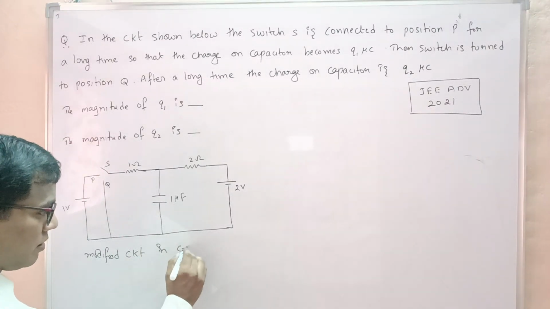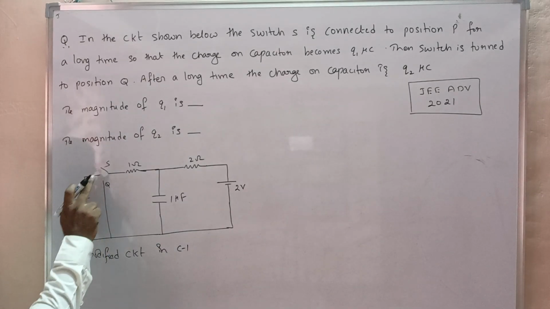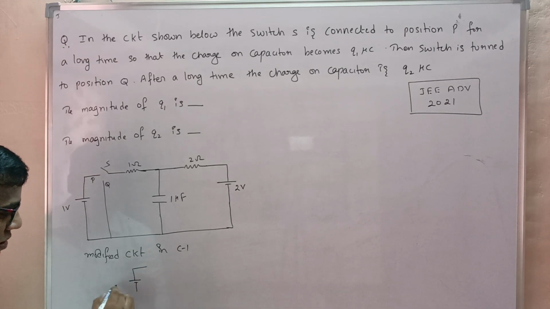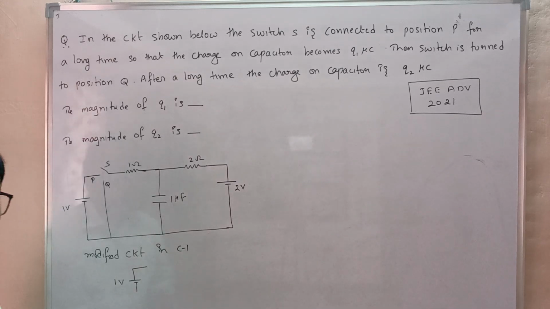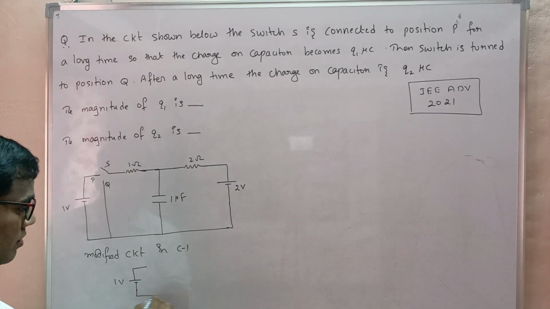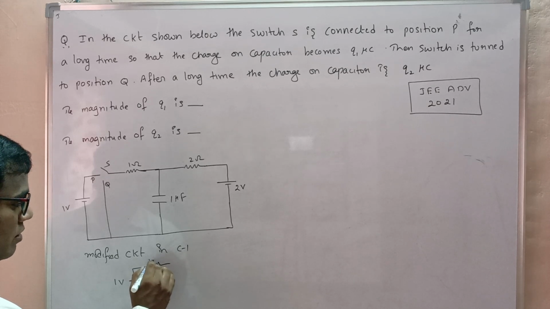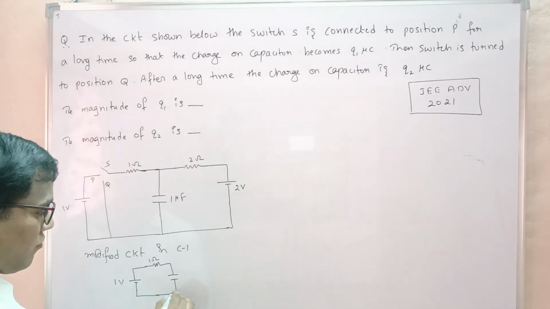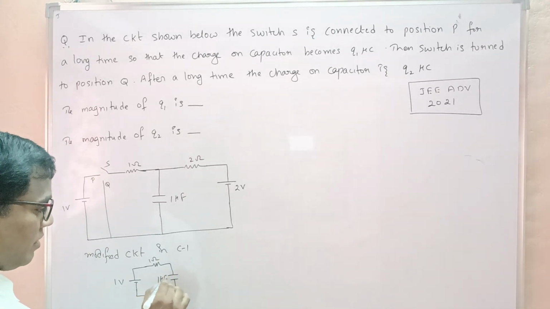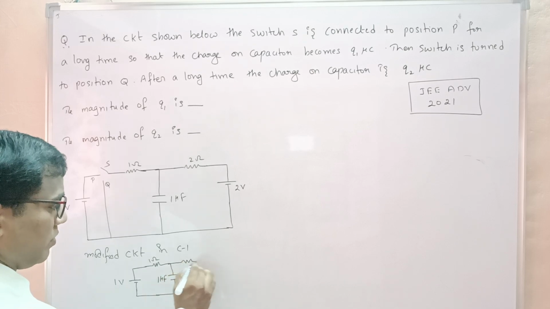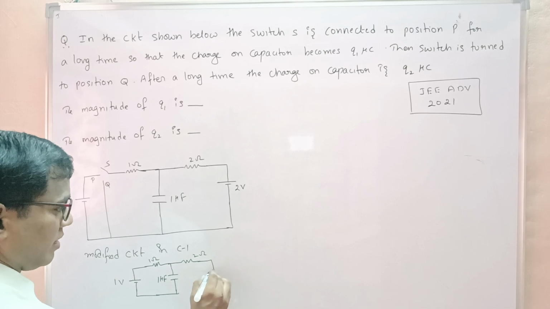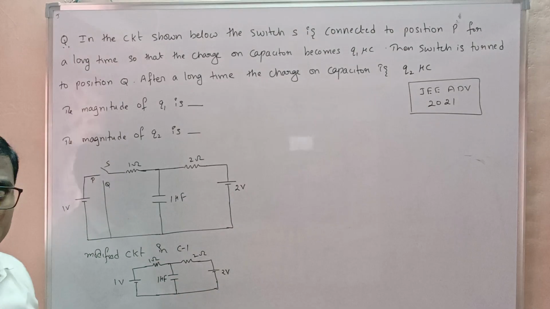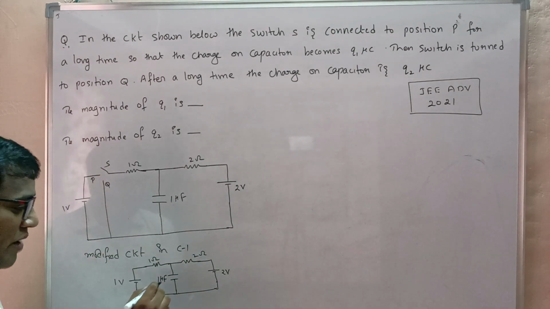In case 1, the switch is connected to P. Here 1 volt is given, and after that 1 ohm is there, and here a capacitor is there, a 1 μF capacitor is given. Again here there is a 2 ohm resistance, and again here a 2 volt potential. So now he is asking to find the charge.